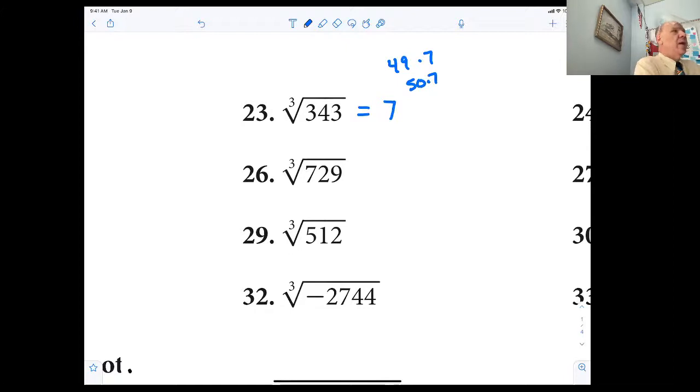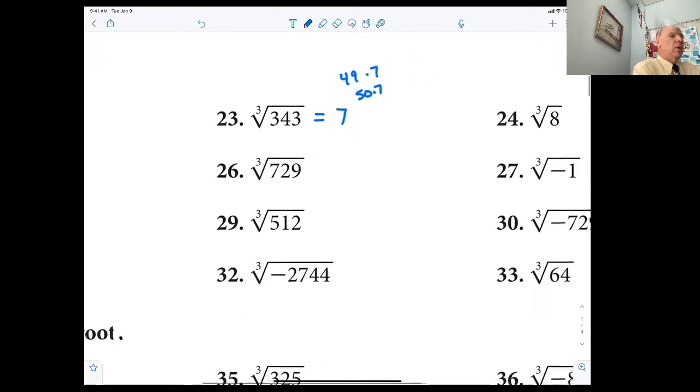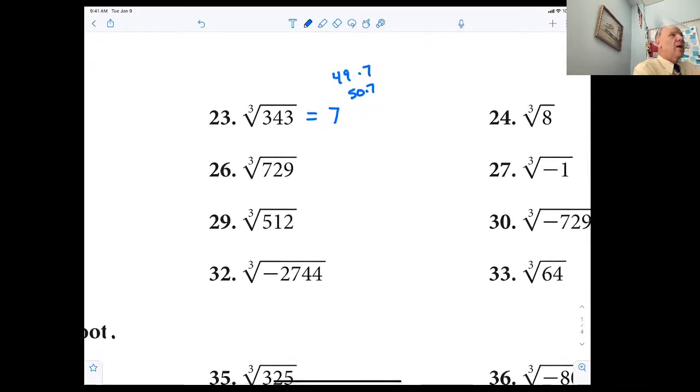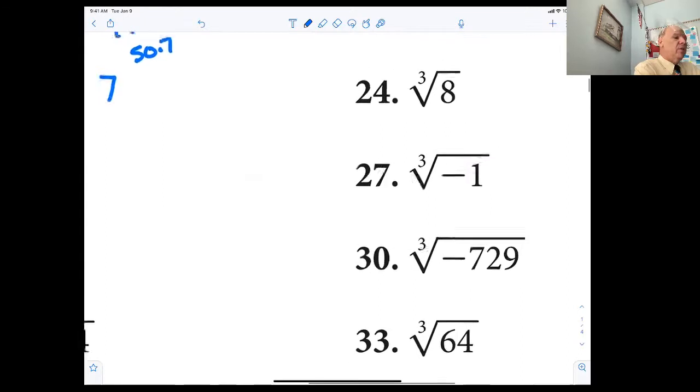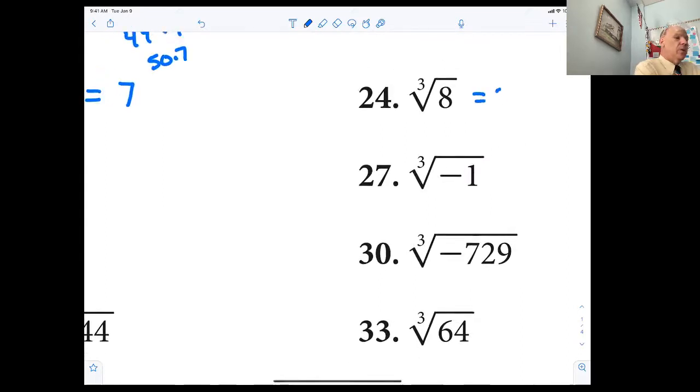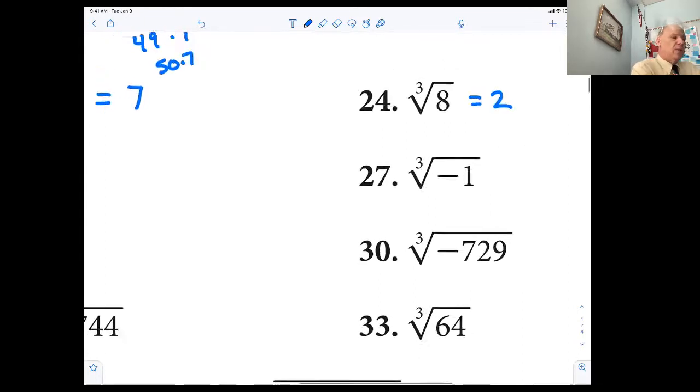You can do that with a lot of numbers. That is 100% correct. That's why some of you think I'm so good. It has nothing to do with me. I just know the patterns. That's all I'm trying to show you, the patterns. Obviously the cube root of 8 is what? 2, because 2 times 2 times 2 is 8.